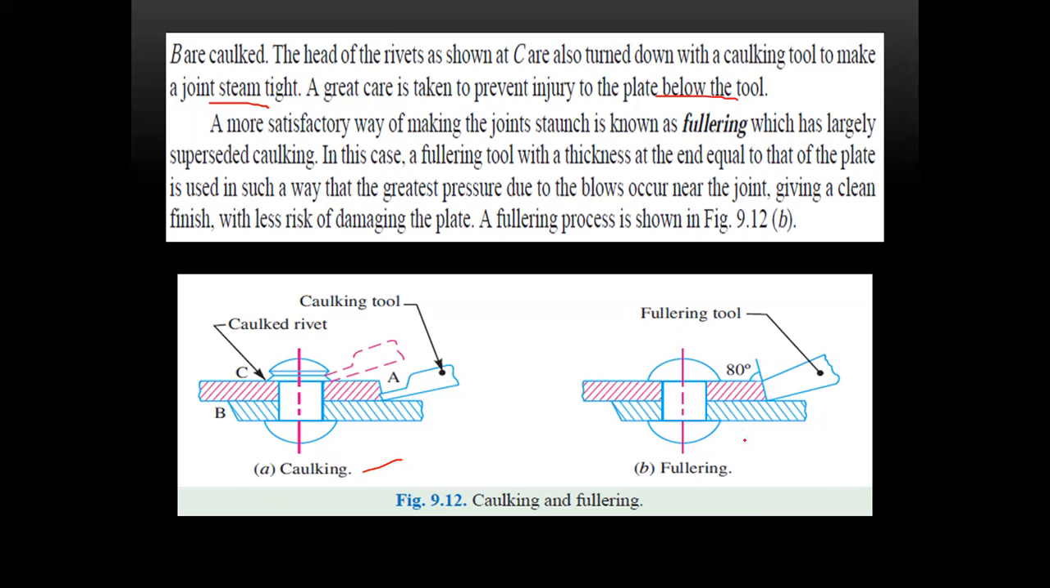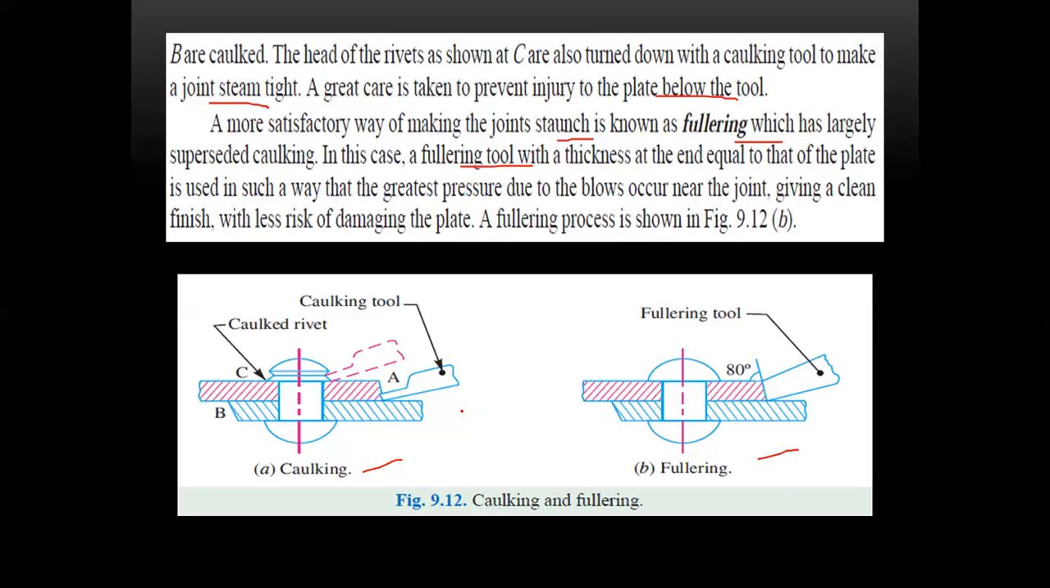Next one is the fullering operation. After caulking, the second thing is the fullering. The more satisfactory way of making the joint staunch is known as fullering, which has largely superseded caulking. Here, a fullering tool with a thickness at the end equal to that of the plate is used in such a way that the greatest pressure due to the blows occurs near the joint, giving a clean finish with less risk of damaging the plate.